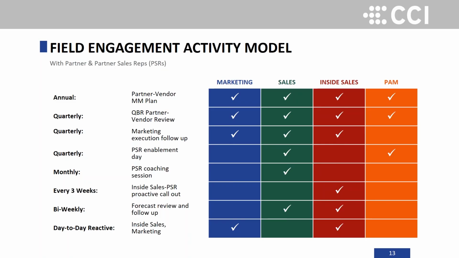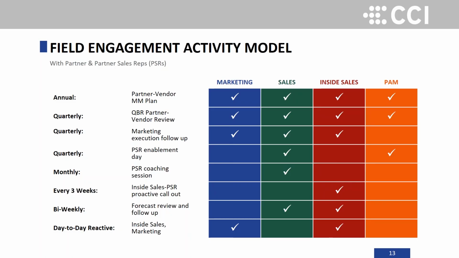So that's to select the right partner piece. And then once you do select the right partners and you have a finite number of them, let's assume now that we're working at the top end, where we might have a partner account manager and a field marketing person working with them, then there should be a finite set of activities that you do with these partners, and the activities should be done on a specific frequency.